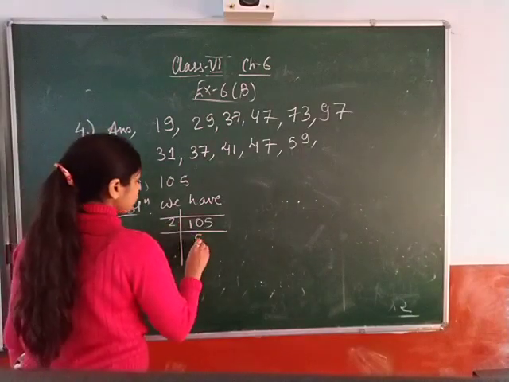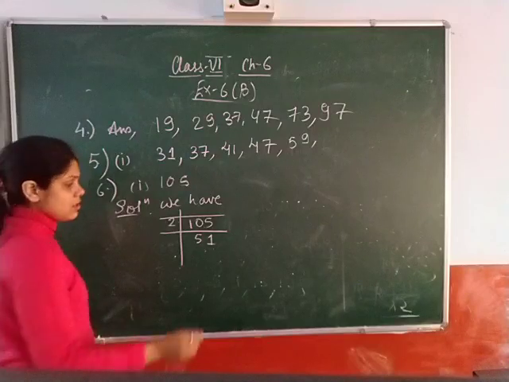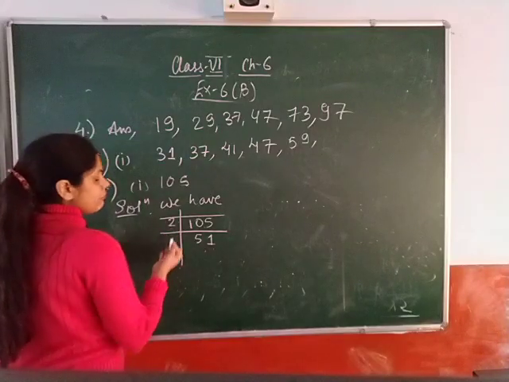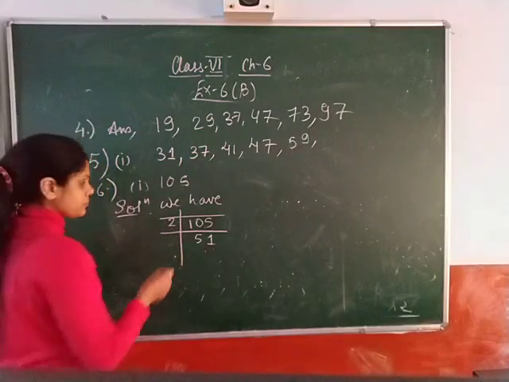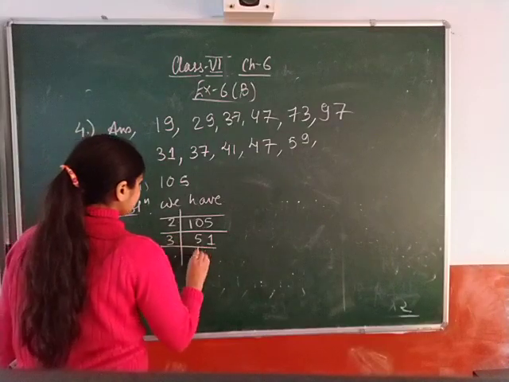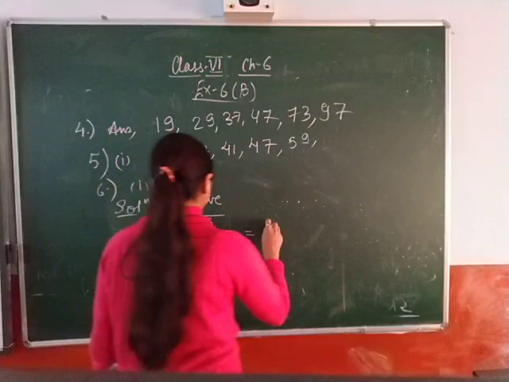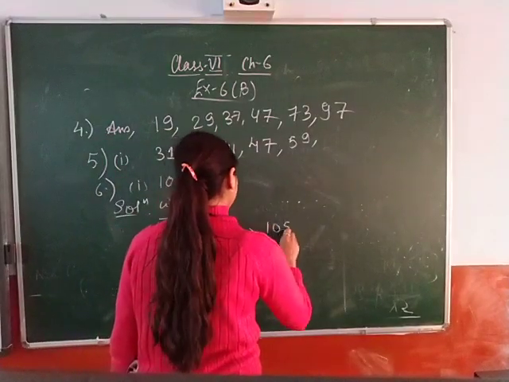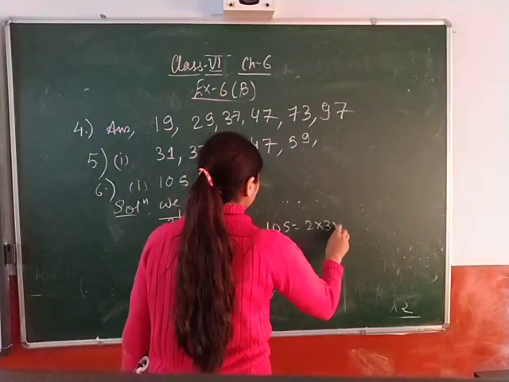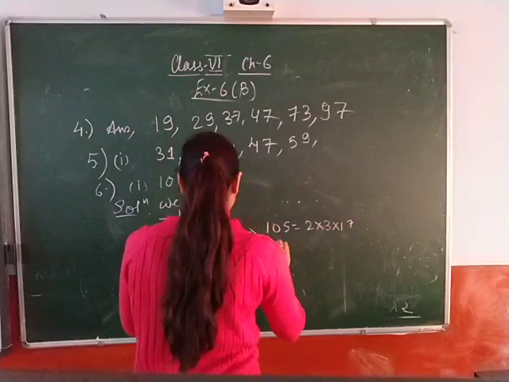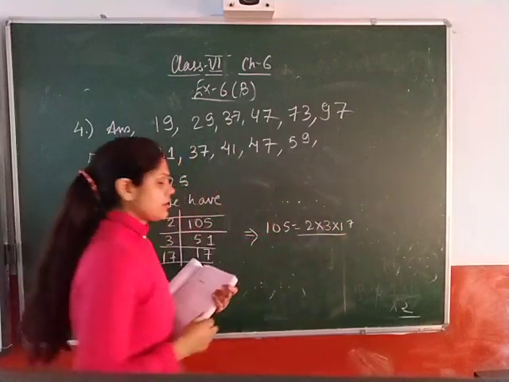Start with 2. Who is the prime number? Yes, it is. Then 51. How will it go? 3 and then 17. You can find this. So we simplify: 105 equals 3 into 5 into 7. So this is the prime factorization. Clear?